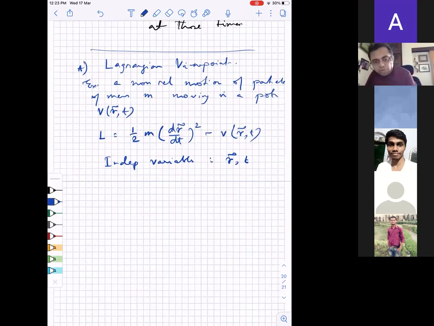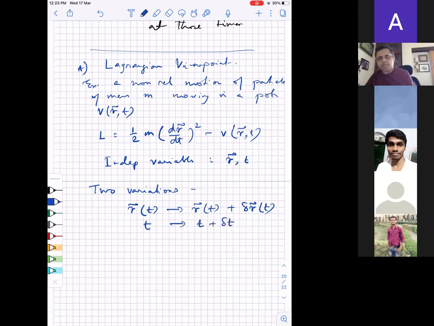Now I'm going to do the variation. So there are two variables, so what you have to do is change these variables. There are two variations. In one, I'll change my r, a small variation in r, so that r(t) goes to r(t) plus delta r(t). And the second variation is actually the change in the time variable, so t goes to t plus delta t. Okay.